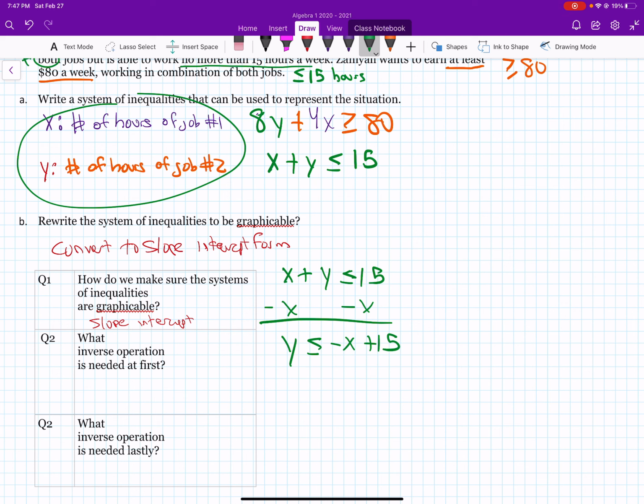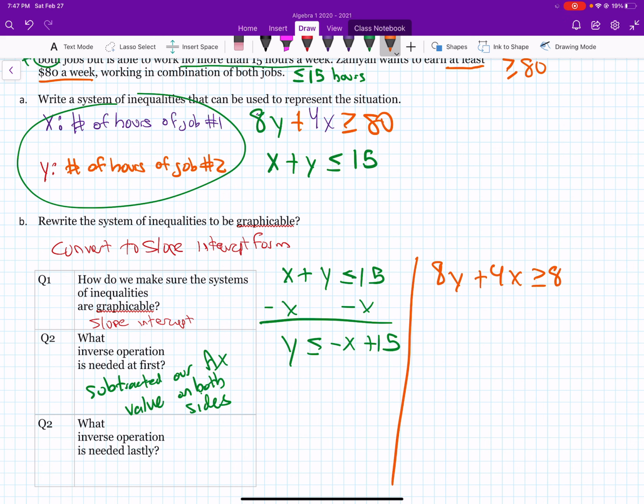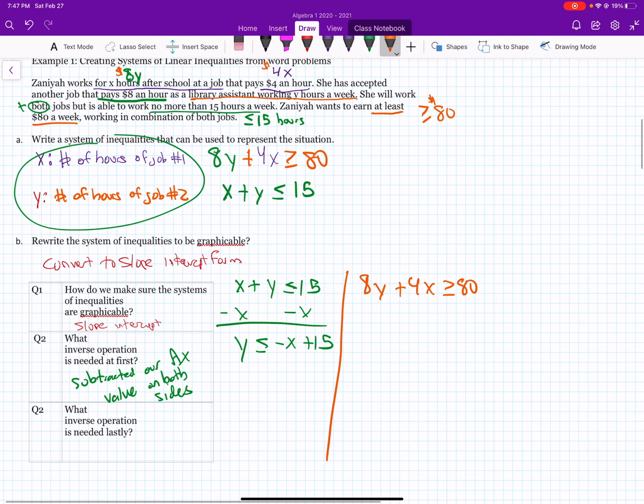There is our inequality. What was our first inverse operation? We subtracted our x value on both sides. Okay, then let's go ahead and do the next one: 8y plus 4x greater than or equal to 80. What was our first thing again? Subtract. 8y plus 4x, so let's subtract 4x. 8y is greater than or equal to negative 4x plus 80.